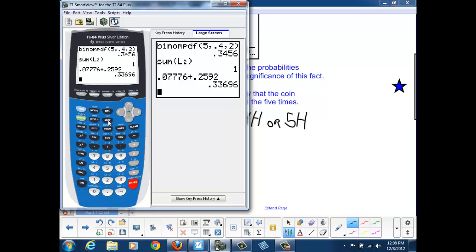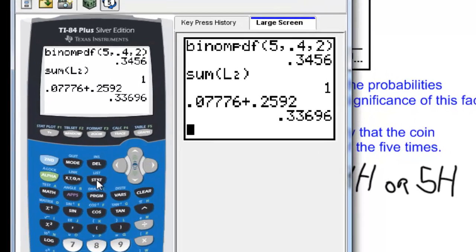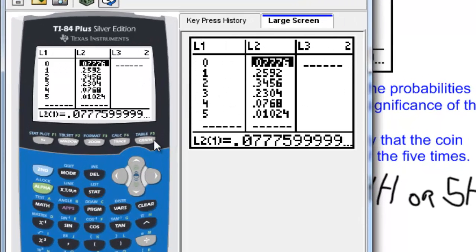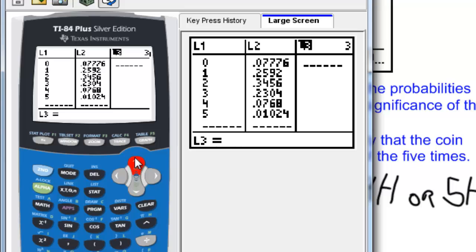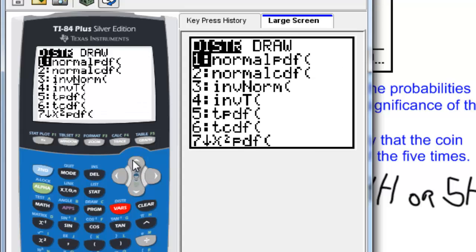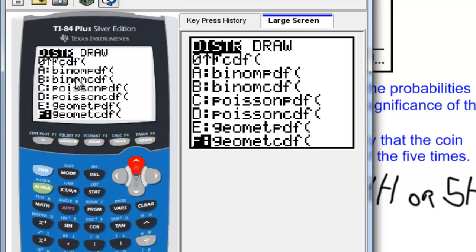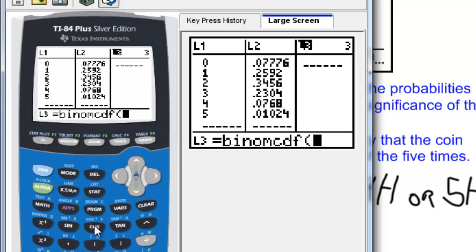Now you may have noticed when I showed you the Binomial PDF command that there was another command directly below it. Let me show you how that works. I'm going to go back into my list, and I'm going to go over to the third column and highlight L3, and I'm going to call up that Binomial CDF command. So second vars, which is the distribution menu, and we see that right below the Binomial PDF we have Binomial CDF. So I'm going to select that command, and I'll explain what it does in just a second.